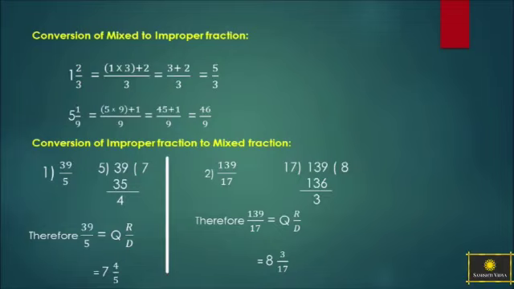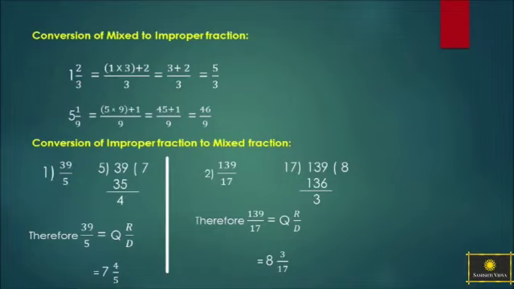Then we need to add the numerator, plus 1. The answer is 46, which is the numerator, and 9, the denominator of the proper fraction, remains the same. So the answer is 46 divided by 9.